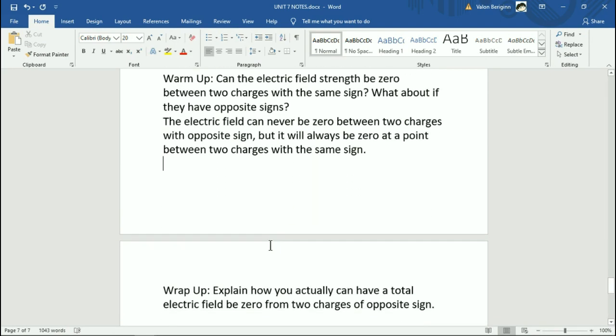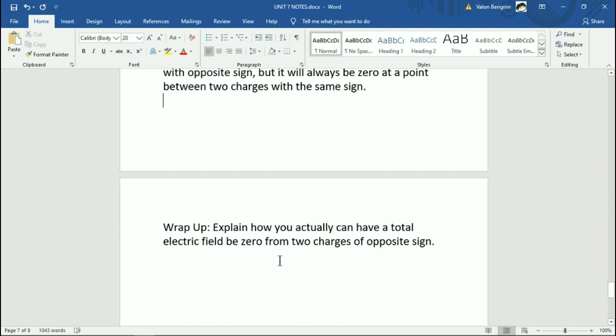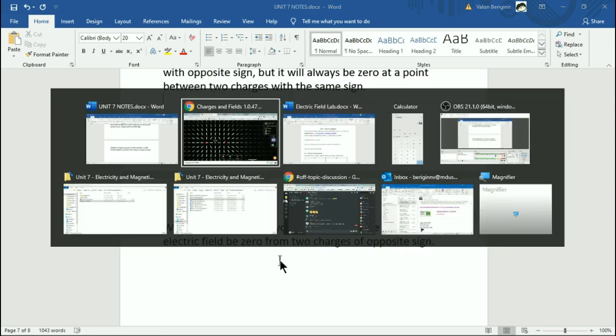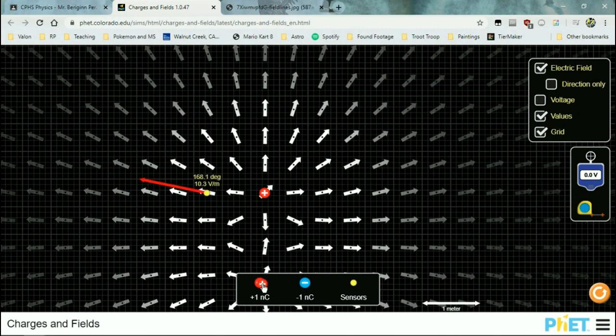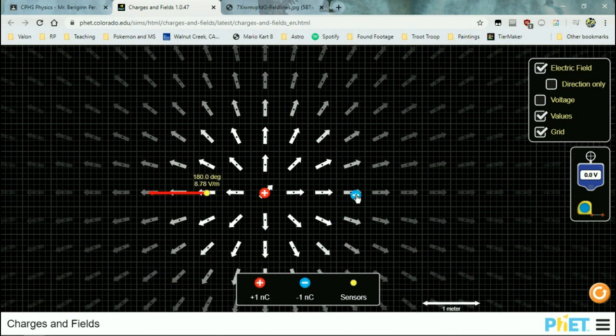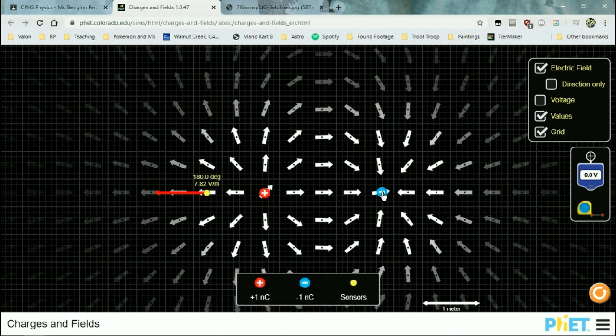Nope, it can't. Okay. Explain how you actually can have a total electric field be 0 from 2 charges of opposite sign. I said before, if you have 2 charges of opposite sign, you can't have a field that's 0 between them. But I'm saying there is actually a way to get the electric field to be 0 involving these 2 charges. The hint is, it's not when you're inside of them.